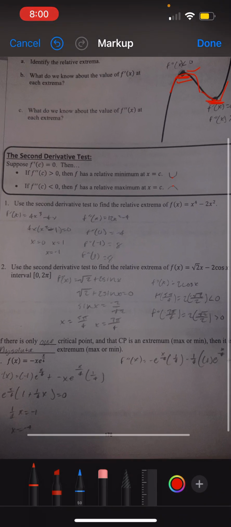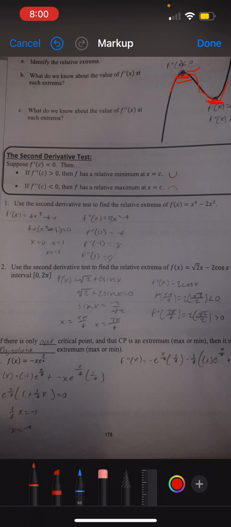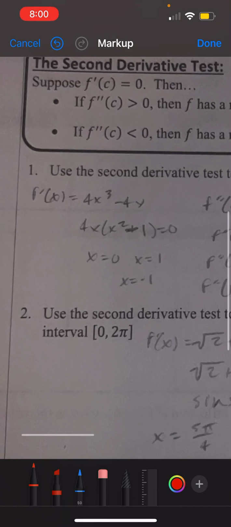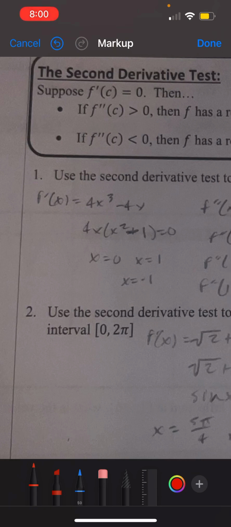So use the second derivative test to find out the relative extrema of f of x equals x to the fourth minus 2x squared, right? So I guess to start, I took the derivative and it got me to this. After I got that, I set it equal to 0. Well, I factored out a 4x first.